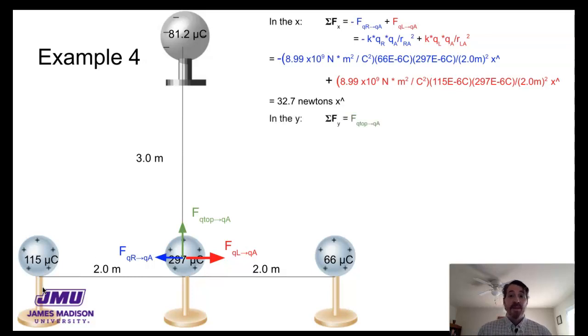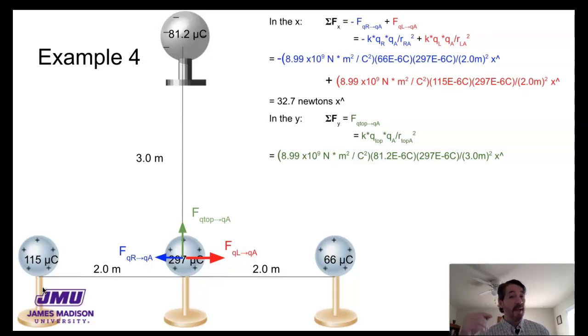In the y direction, the net force on sphere A is that it's getting pulled upwards by Q top. So Q top on QA is going to be found with Coulomb's law, k times Q top times QA divided by the distance between them squared. So Q top was given as 81.2 microcoulombs. And again, I don't want to call that positive or negative here. I'm just looking for the magnitude because I already know the direction. The 297 microcoulombs, of course, is charge A, and then the 3 meters between them then gets squared.